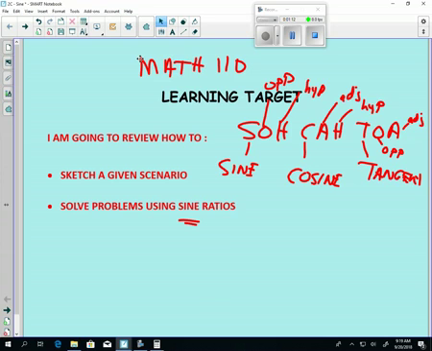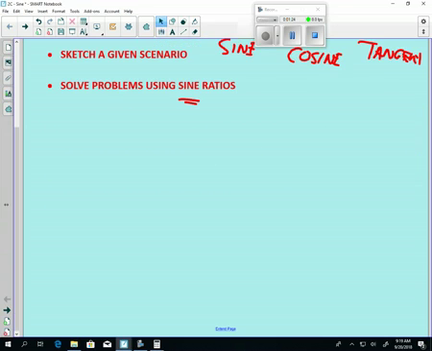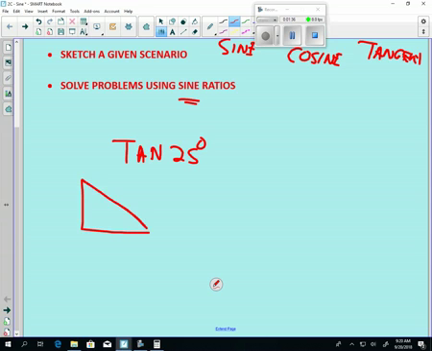So we're going to be looking at setting up a scenario, making a diagram for a particular problem, and then going through an operation. And just before we do that, I want to review how we solve some problems. Say we had tangent, as we were working on last class. Say we had an angle of 25 degrees.